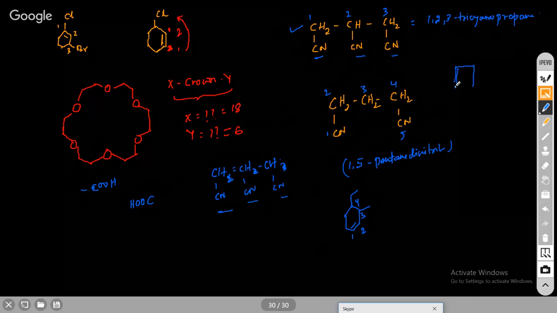What is the name of this compound? CHO. This was single bond. CN. COOH. What is the name of all these compounds?